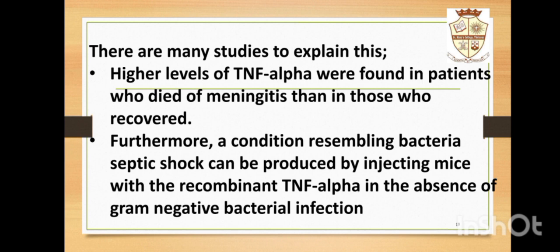There are many studies to explain this. Higher levels of TNF alpha were found in patients who died of meningitis than in those who recovered. Furthermore, a condition resembling bacterial septic shock can be produced by injecting mice with recombinant TNF alpha in the absence of gram-negative bacterial infection.